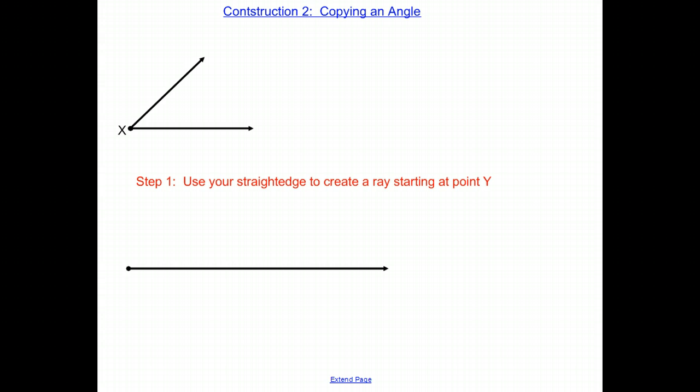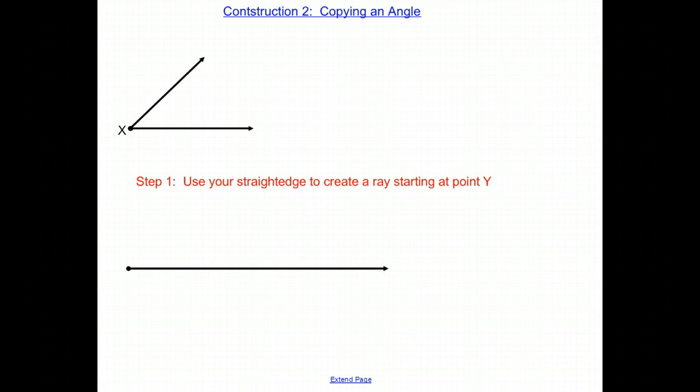in copying an angle is actually going to be the same exact first step as what we used for construction 1. And that is we are going to draw a ray. As was the case for construction 1, I will be using a tool on the smartboard. You will be needing to use a straight edge or a ruler to draw a straight ray.